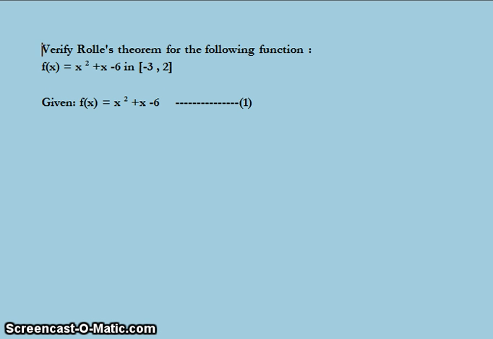Here we have the function f(x), which is equal to x square plus x minus 6. We have to verify Rolle's theorem for this polynomial function. Let's label this equation as equation number 1. In order to verify Rolle's theorem, we know that it has to satisfy three conditions. The first one is that the given function must be continuous in the given interval.